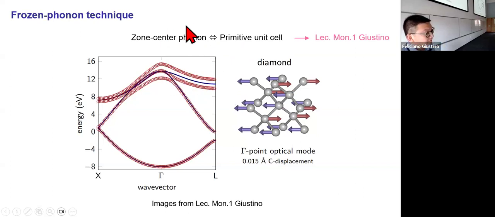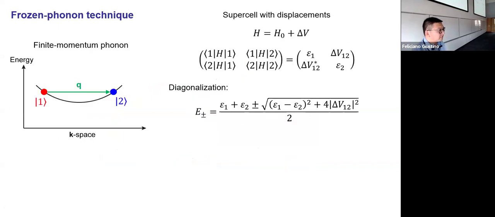And in fact, for the zone center phonons, if the shift is small, the change of the band energy directly corresponds to electron-phonon matrix elements for the intraband transitions. But a gamma-centered phonon is definitely not enough in most cases. So what about finite momentum phonons? How can we extract the information, let's say, within the frozen phonon technique?